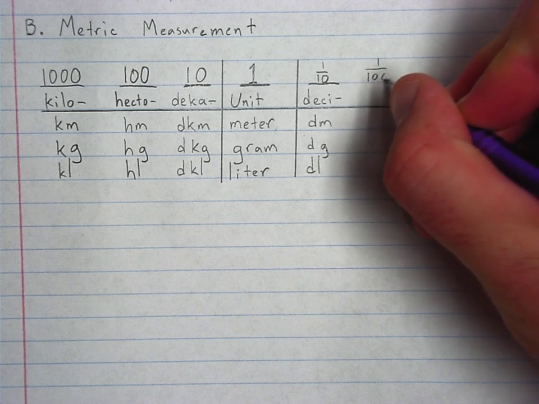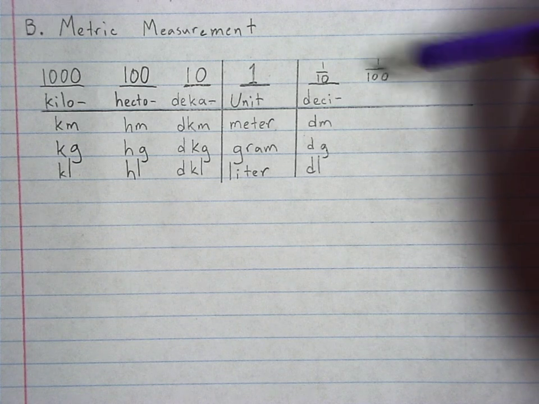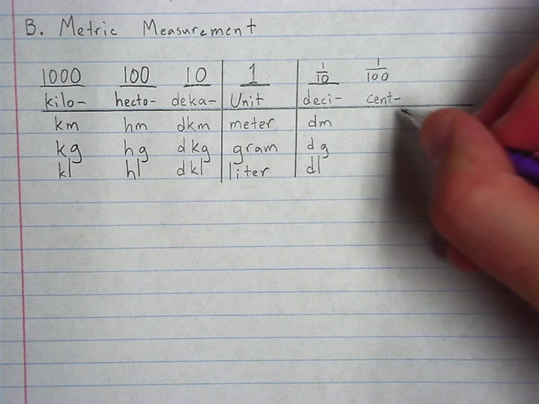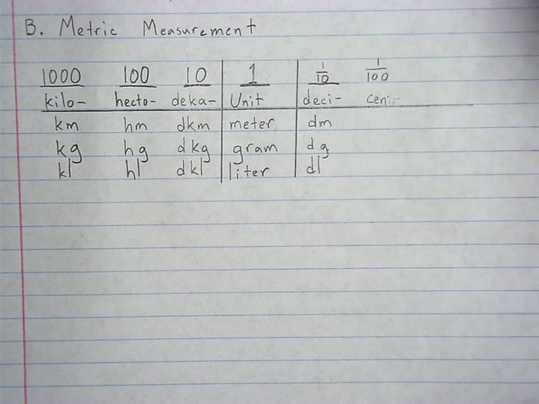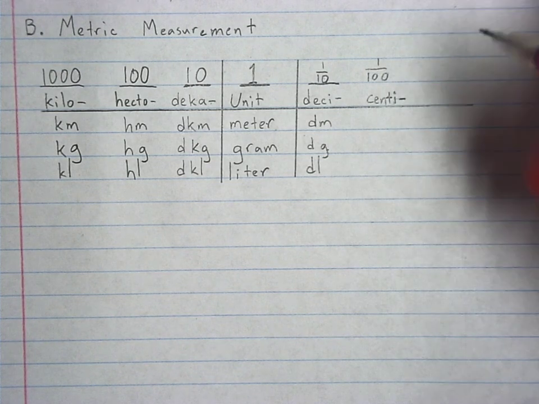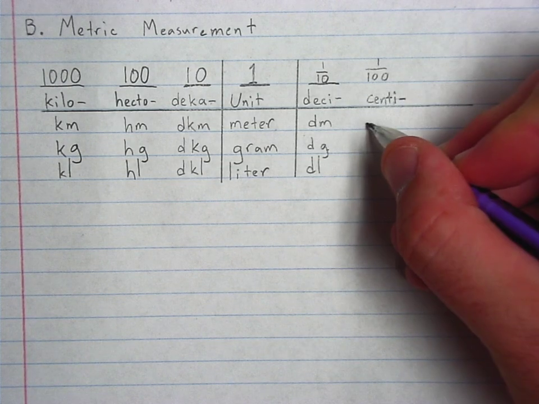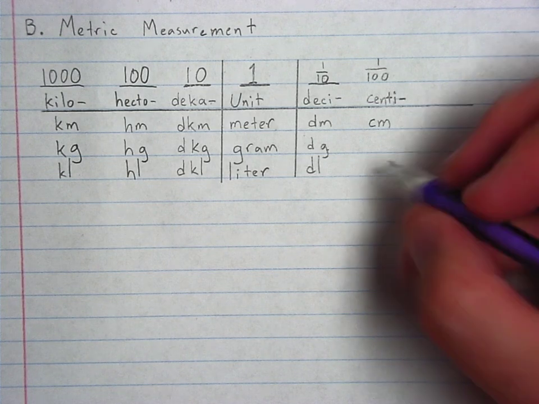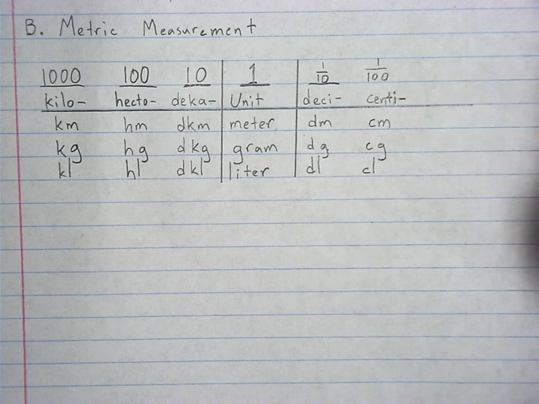We do use something in the next column, a hundredth of a unit. We use the prefix centi. So let's make sure the i gets in there. I'll clean that up a little bit, but cent, like century, or more relevant, cent. There's 100 cents in a dollar. There are also 100 centimeters in a meter, 100 centigrams in a gram, 100 centiliters in a liter.